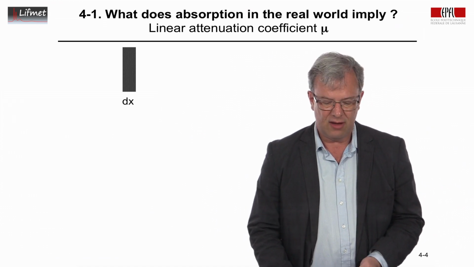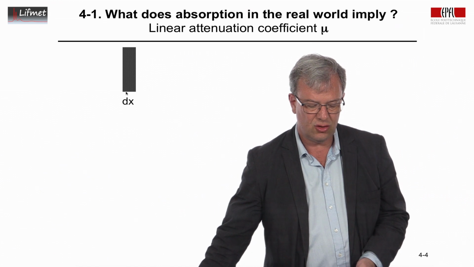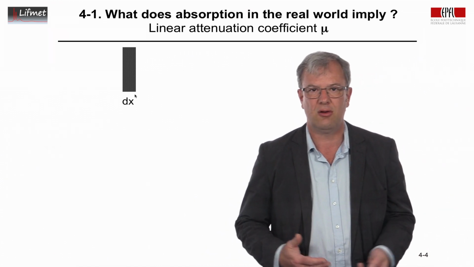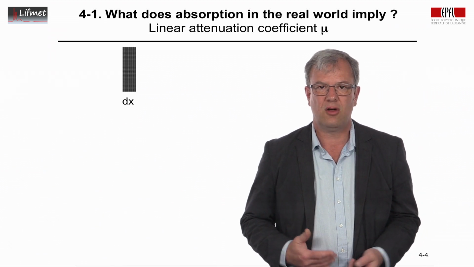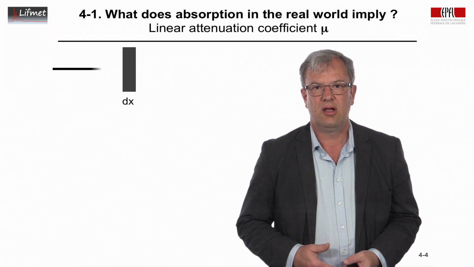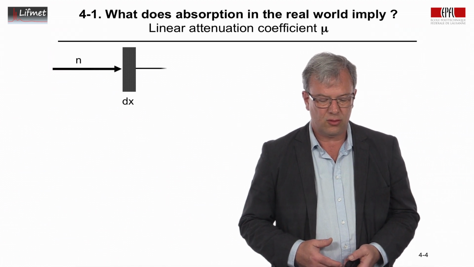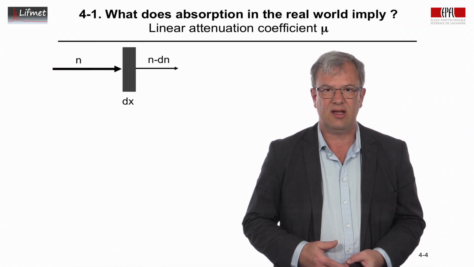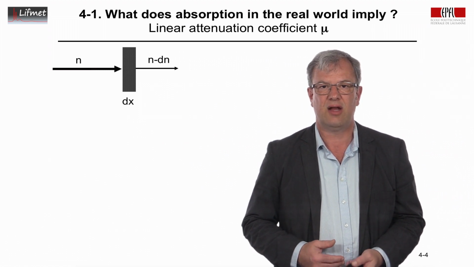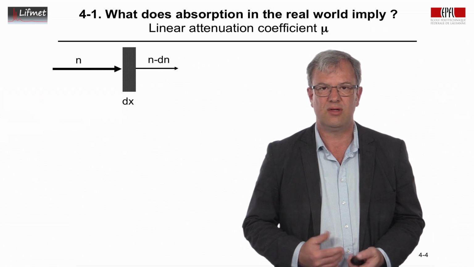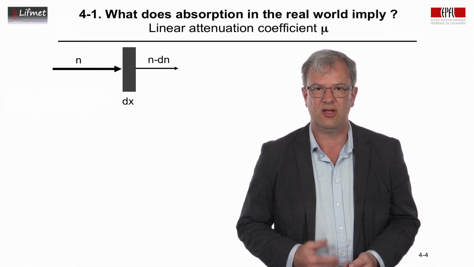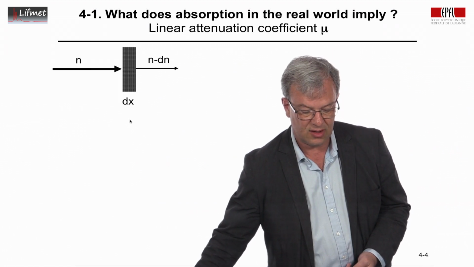Let's go back. We'll assume here we have a tissue of thickness dx. This is a very small thickness. You can imagine it's a micron, nanometer, something like that. Just very, very small. We then have a number of photons n that come to this slice, and then we have a number of photons n minus dn that pass through the slice. So dn photons here in this example are being absorbed by this tissue layer of thickness dx.